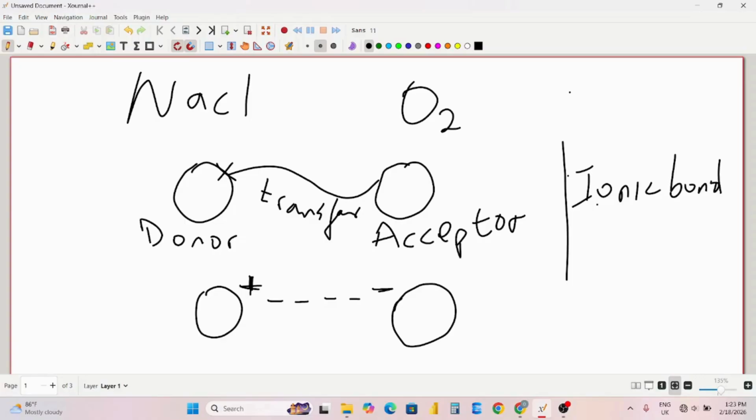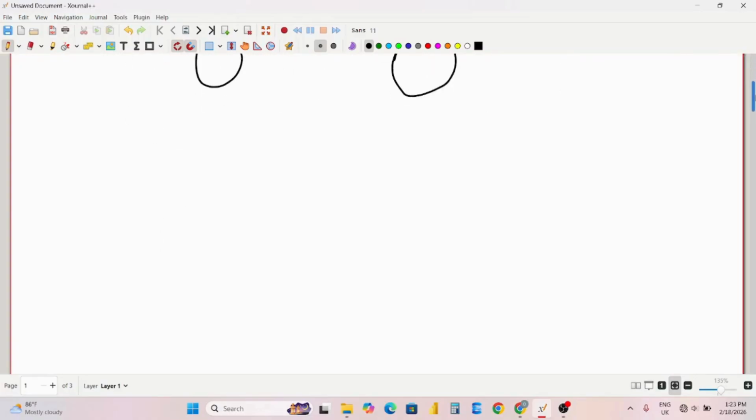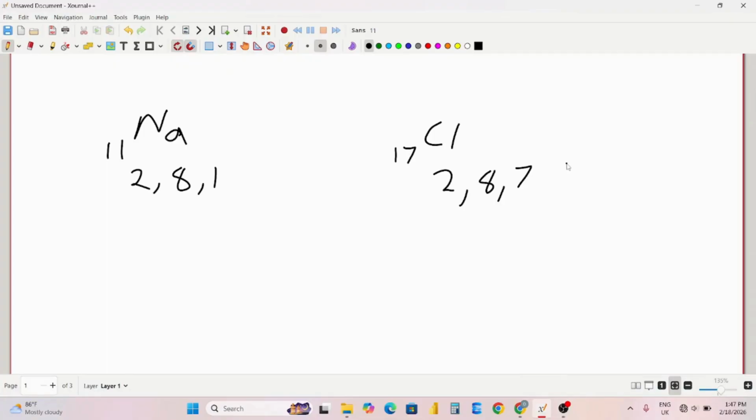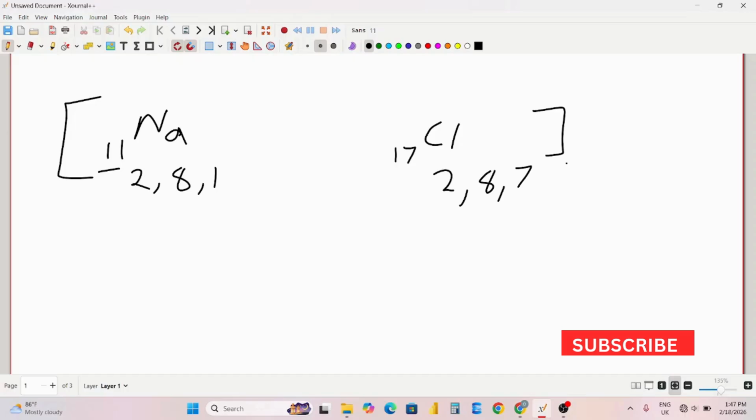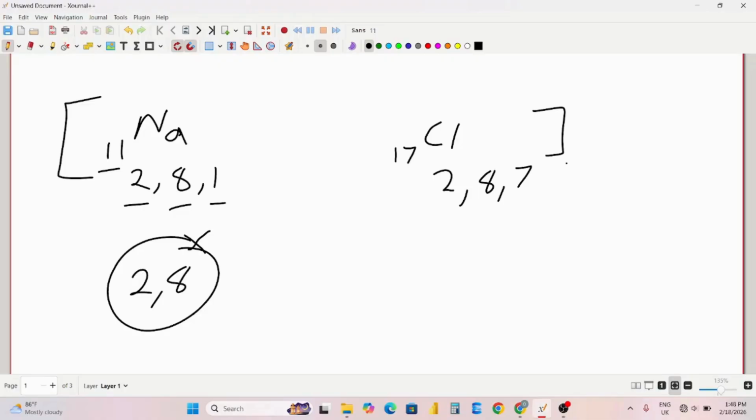Now let's take an illustration to understand this better. So let's look at an illustration using sodium atom and chlorine atom. Sodium, with an atomic number of 11, has an electronic configuration of 2, 8, 1, which means it has one electron in its outermost shell, while chlorine, with a configuration of 2, 8, 7, has 7 electrons in its outermost shell.